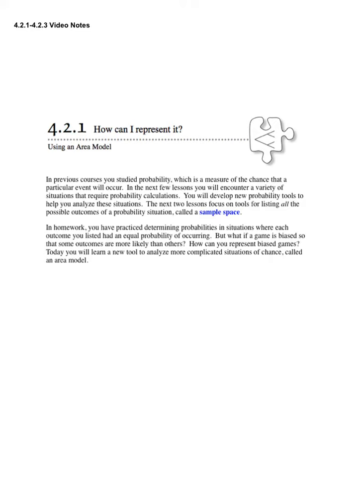In previous courses, you've studied probability, which measures the chance that a particular event will occur. Over the next couple lessons, we're going to look at a variety of situations that will require these probability calculations, and you're going to develop new tools. We're going to focus on listing all of the possible outcomes, which is called the sample space.